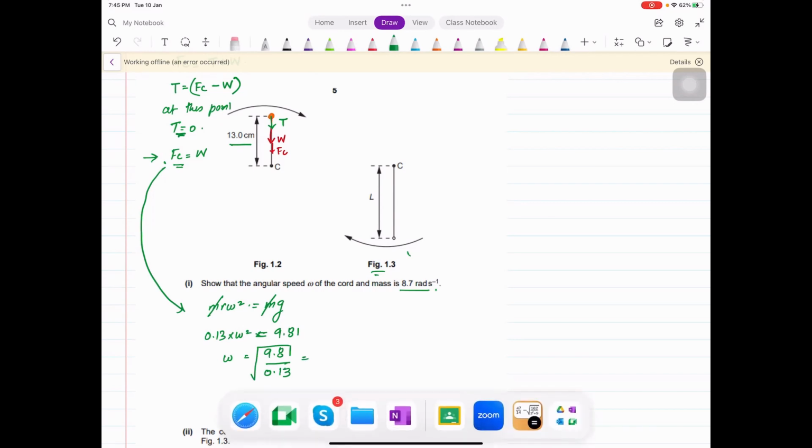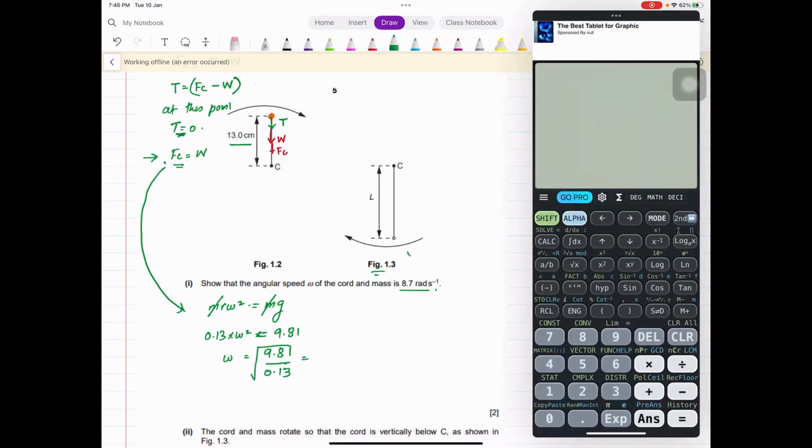So now let's try to do this. 9.81 divided by 0.13, and then the square root, is 8.7 radians per second. Shown.